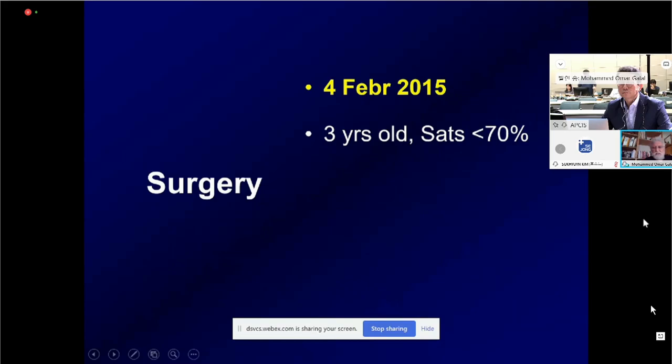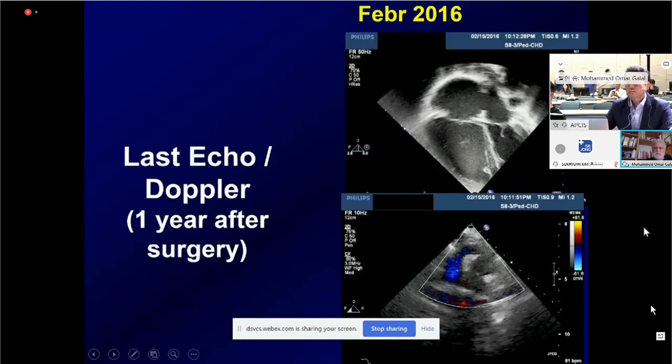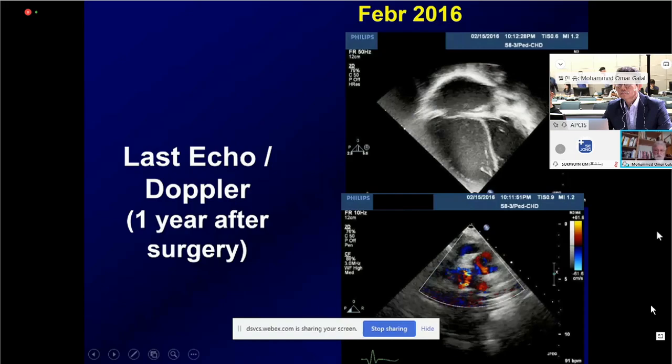Now, this patient, a few years later, at the age of 3 years, when the child's saturation started to drop, had the following scenario: right bidirectional Glenn, atrial septectomy, pulmonary artery banding, and also a permanent pacemaker. This echo study was done 1 year after surgery. Surgery went quite well, and he went home.